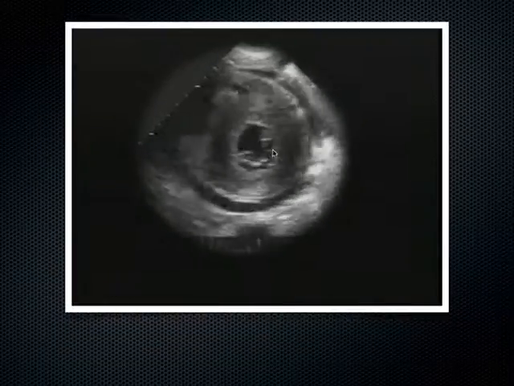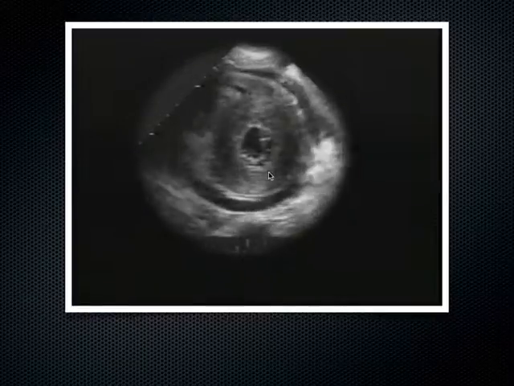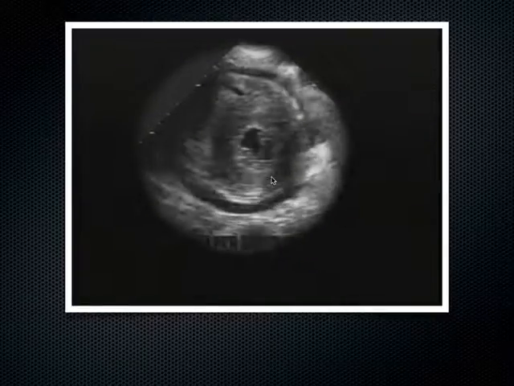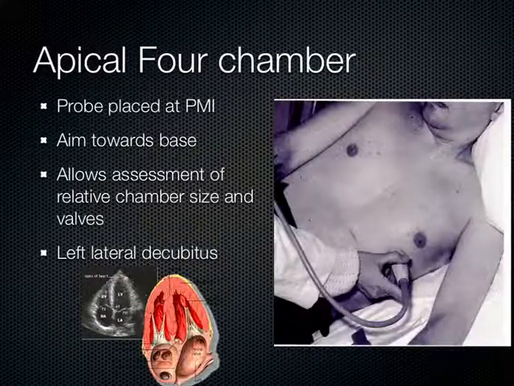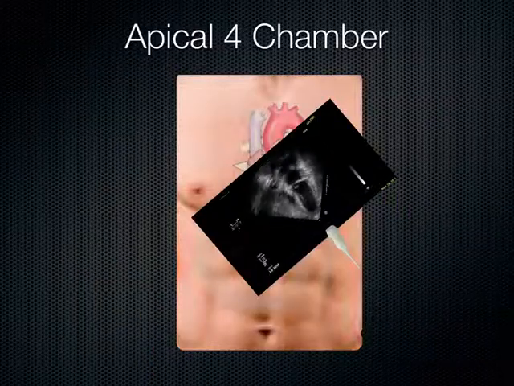Once again, this is a very thickened left ventricular wall, but we can see the mitral valve fish mouth view bouncing up and down. Now the apical 4 chamber involves placing the transducer right at the point of maximal impulse, aiming the sound towards the base of the heart. This allows assessment of the various chamber sizes, and really the best way to do this is to get the PMI to come to the chest wall. So roll the patient left lateral decubitus.